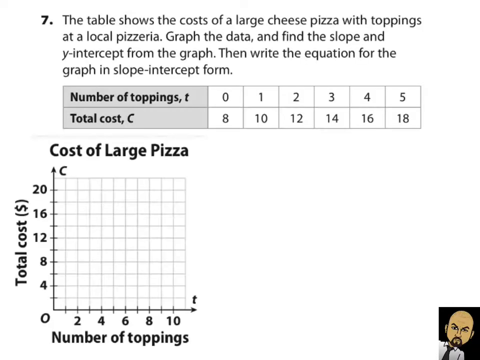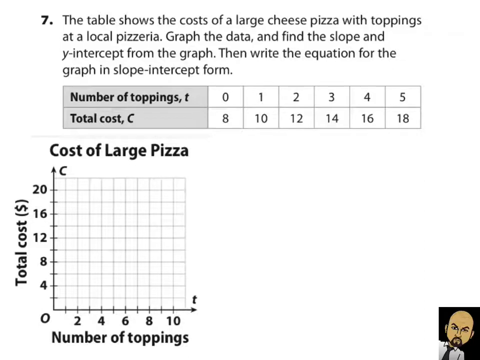So welcome to my tutorial on lesson 5-2, which is basically the same thing we've been doing. You're going to be given a table, and you have to write the equation of the line in the form of y equals mx plus b. So let's take a look at number 7 from your homework.